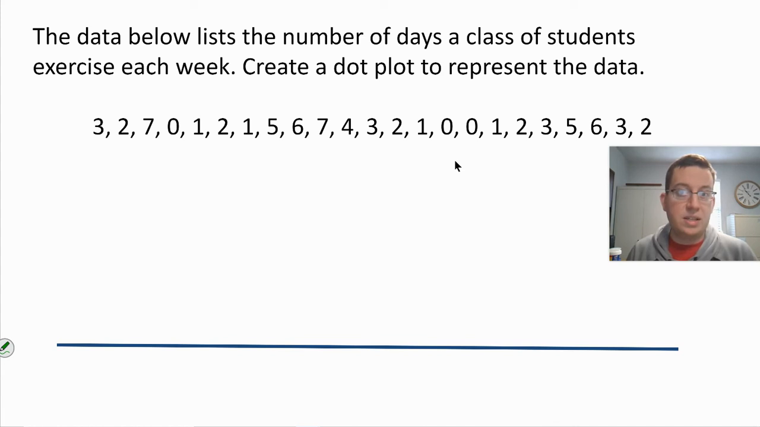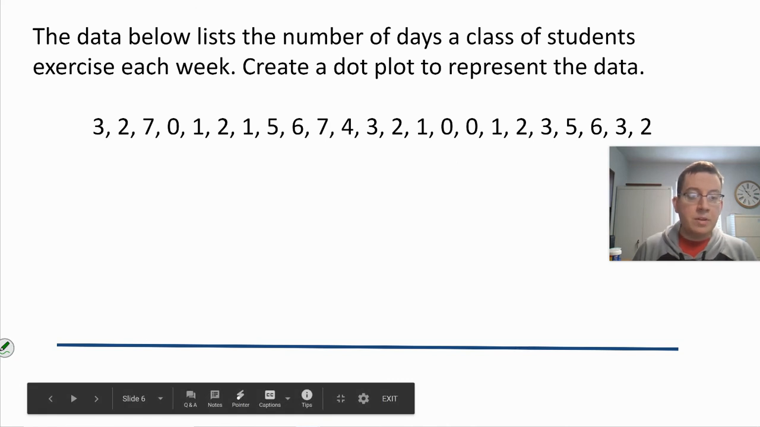The data below lists the number of days a class of students exercise each week. Create a dot plot to represent the data. Okay, so I've got a mess of data here, a whole bunch. Let's start with, let's go green. The first thing we want to do is label our line. 2, 3, 4, 5, 6, 7, 8.